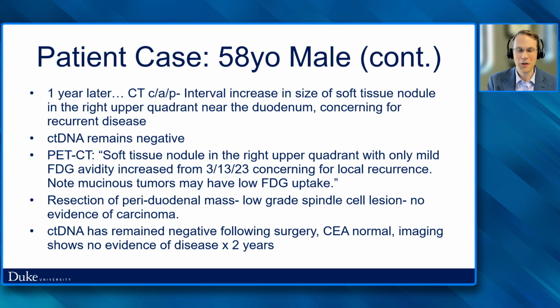ctDNA is negative, PET is positive. Which one should we believe? Well, we decided just to not take any chance, and we had it resected, and it came back as just a low-grade spindle cell lesion. It wasn't cancer. So the patient has maintained a ctDNA surveillance and has remained clear on scans. CEAs remain normal, and he's doing great.